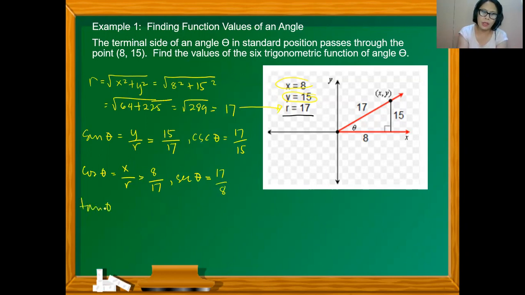Now tangent theta is y over x, so this is equal to 15 over 8. On the other hand, its reciprocal function, cotangent theta, equals 8 over 15. So these are the six trigonometric function values.